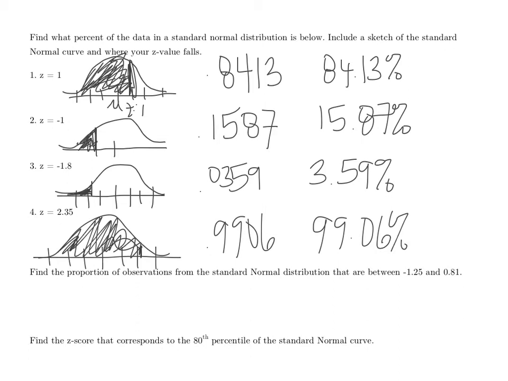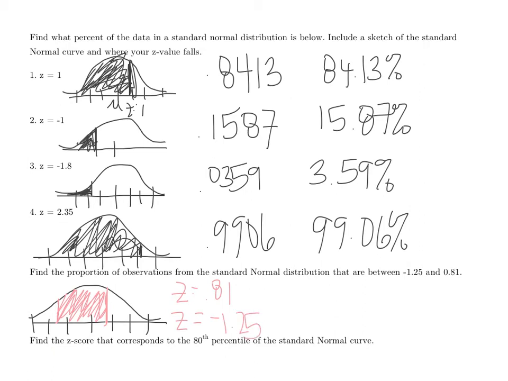This next question, find the proportion of observations from the standard normal distribution that are between negative 1.25 and 0.81. Always draw out a picture. Hopefully your pictures look better than mine using a stylus on an iPad. Negative 1.25 would be about here. 0.81 would be about here, and we want to find all the area between. Alright, if I go to my table A, z equals 0.81 and z equals negative 1.25, I want to find both of those.